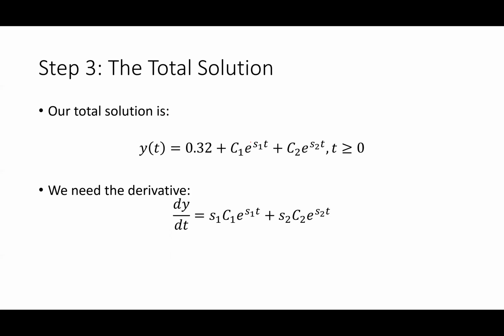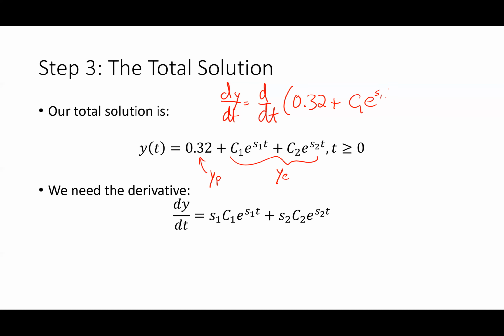Now, I also need to take the derivative of that. So if I take the derivative of this expression, dy by dt is basically d by dt of 0.32. This was my y sub p. This is my y sub c. What do I know about 0.32 if I take the derivative of that? Zero. The derivative of c1 e to the s1t, I bring an s1 down. The derivative of c2 e to the s2t, I bring an s2 down. So I end up with this guy.